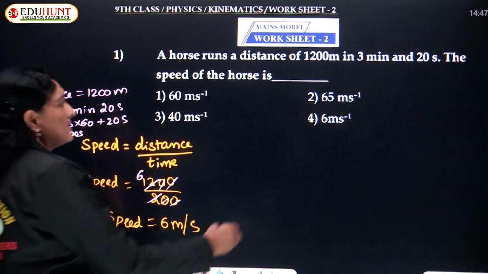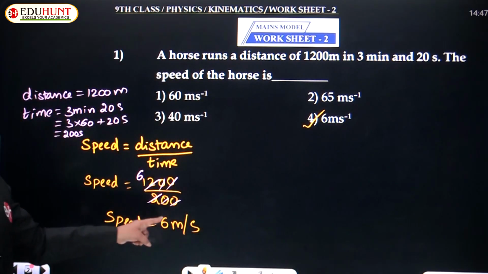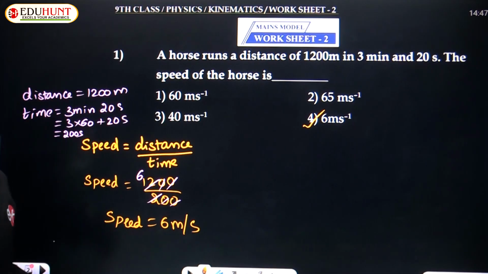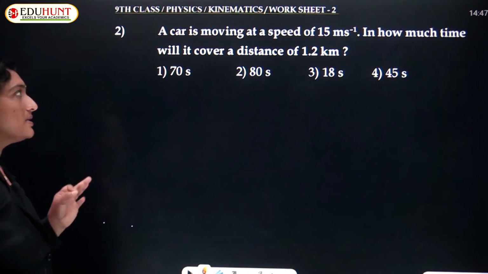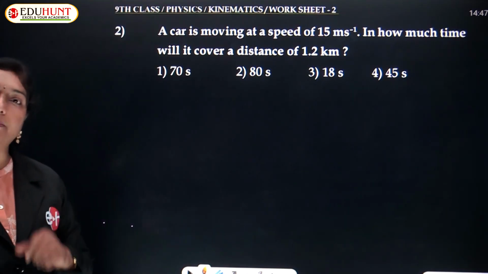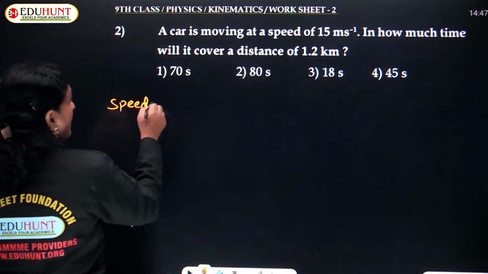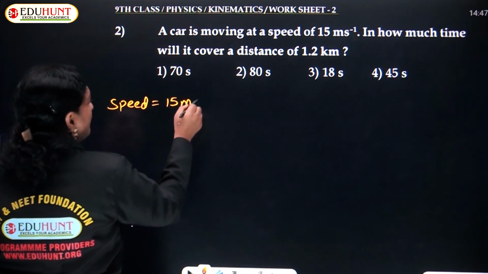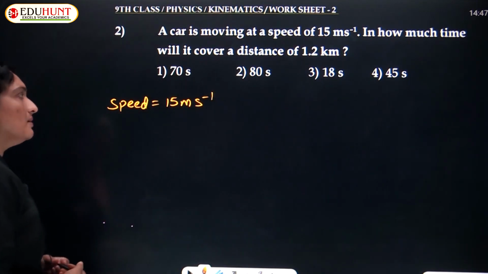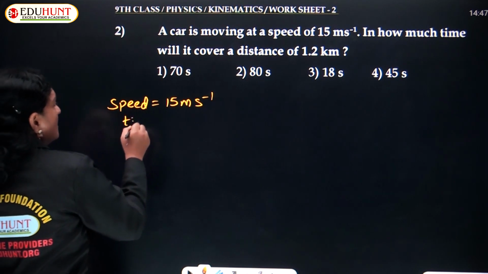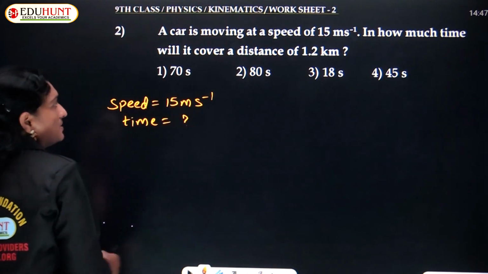So how much is the correct answer? The correct option must be the fourth option, that is, the speed of the horse is found to be 6 meter per second. Moving ahead with the next question, the second one. A car is moving at a speed of 15 meter per second. So first of all, let us write the given data. Speed of the car is given as 15 meter per second. In how much time will it cover a distance of 1.2 kilometer? Time you are asked to find out.